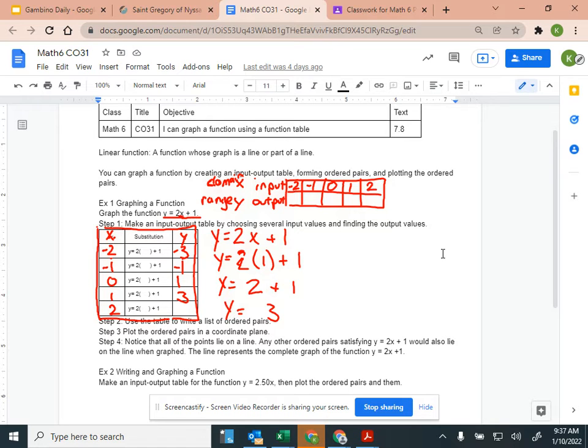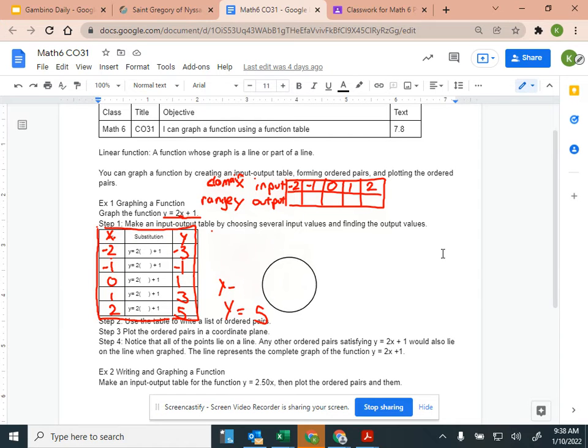Our last x we have to substitute in is a 2. 2 times 2 plus 1. 2 times 2 is 4 plus 1. 4 plus 1 is 5. So we put that in over on this side. So remember how we take our x, we put it in for the x in our function, you do the math, and that's how you get your y.